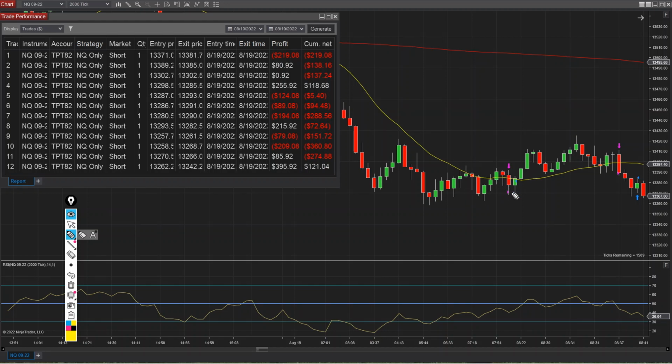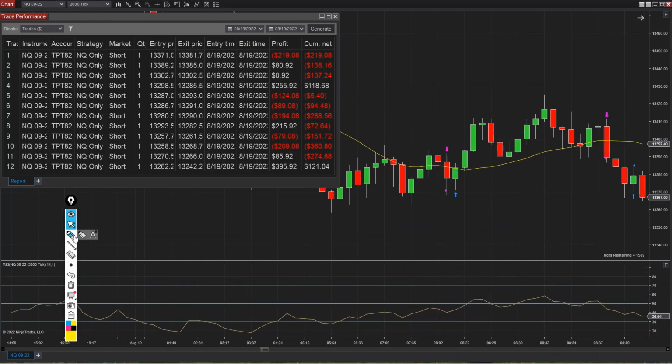Right here, my first entry, these green bars approach the 20 moving average. This red bar closes beneath it. Unfortunately, there was no follow through and I get stopped out for 219. That's the first trade. Now the second trade, I go short right here.